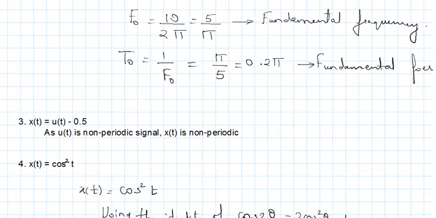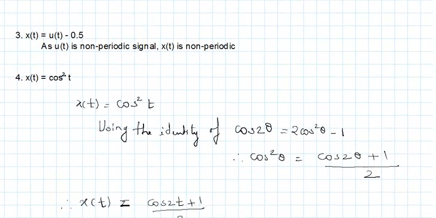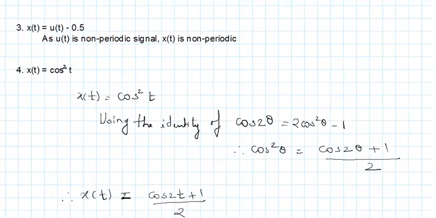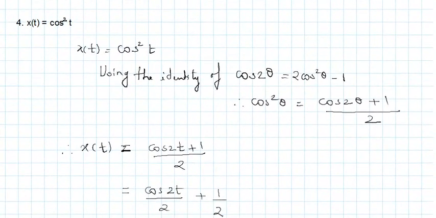Let's go for one more example. Here they have given us that x(t) is equal to cos square t. So if x(t) is cos square t, how do I find whether the signal is periodic and what is the fundamental period of the signal? So now we'll apply trigonometric identities to simplify the given signal cos square t. I'll use the identity of cos 2 theta. We know that cos 2 theta is 2 cos square theta minus 1. So I'll be using this identity.